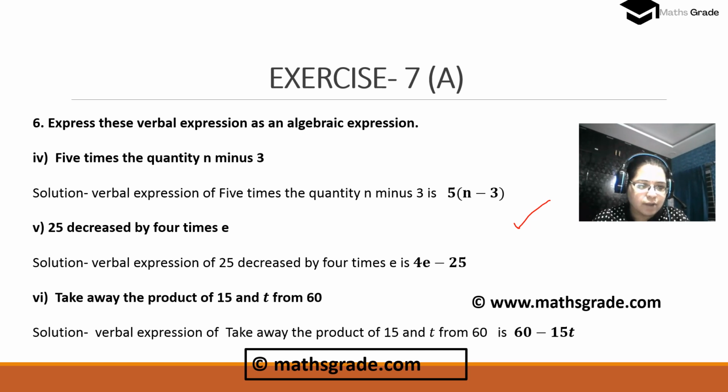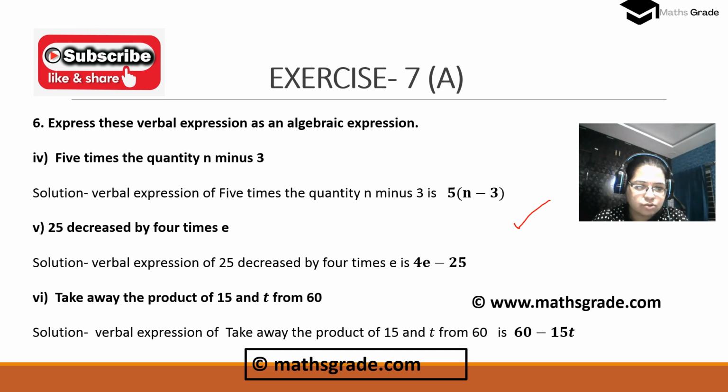Fifth bit. 25 decreased by 4 times e. Here decreased by will be represented with minus sign and times will be represented with multiplication symbol. So verbal expression of 25 decreased by 4 times e is 4e minus 25.